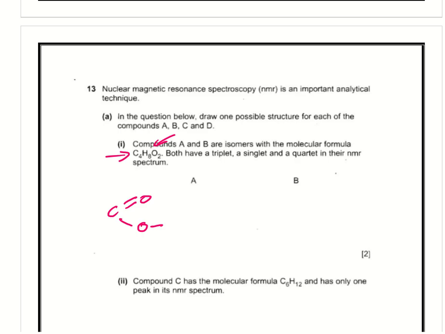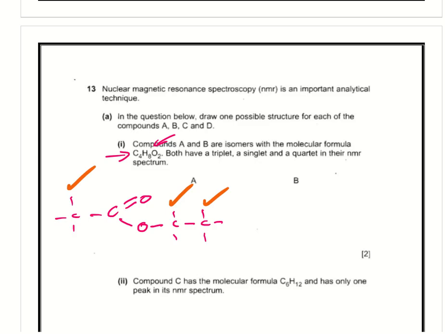Okay, so we'll go 1. Let's put a hydrogen there. Let's put therefore that there. Let's see if this fits what we should have. So should we have a triplet? Yes, we'll have a triplet there. Should we have a singlet? Yep, we'll have a singlet there. Should we have a quartet? Yes, we'll have a quartet there. Right, so that would be one possible answer.